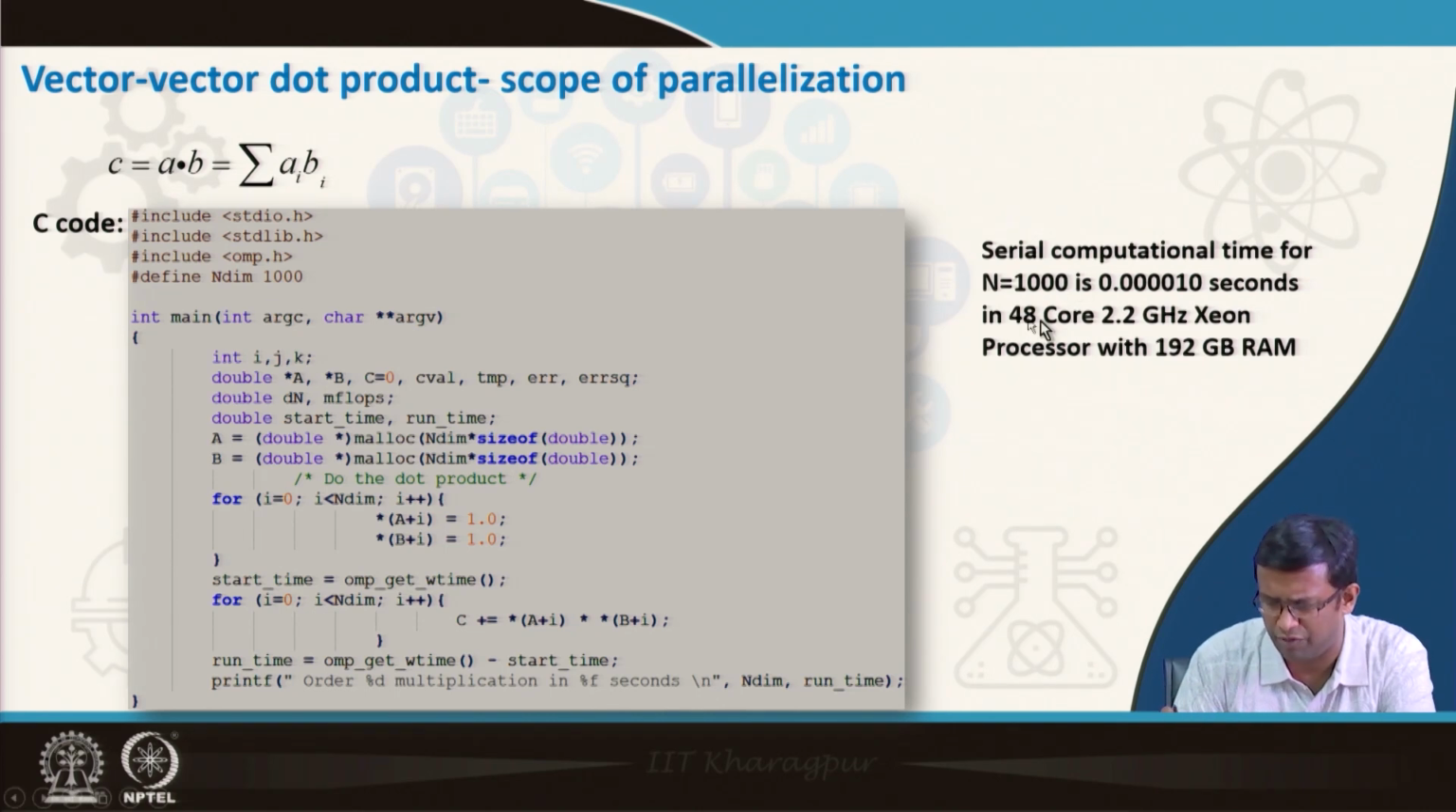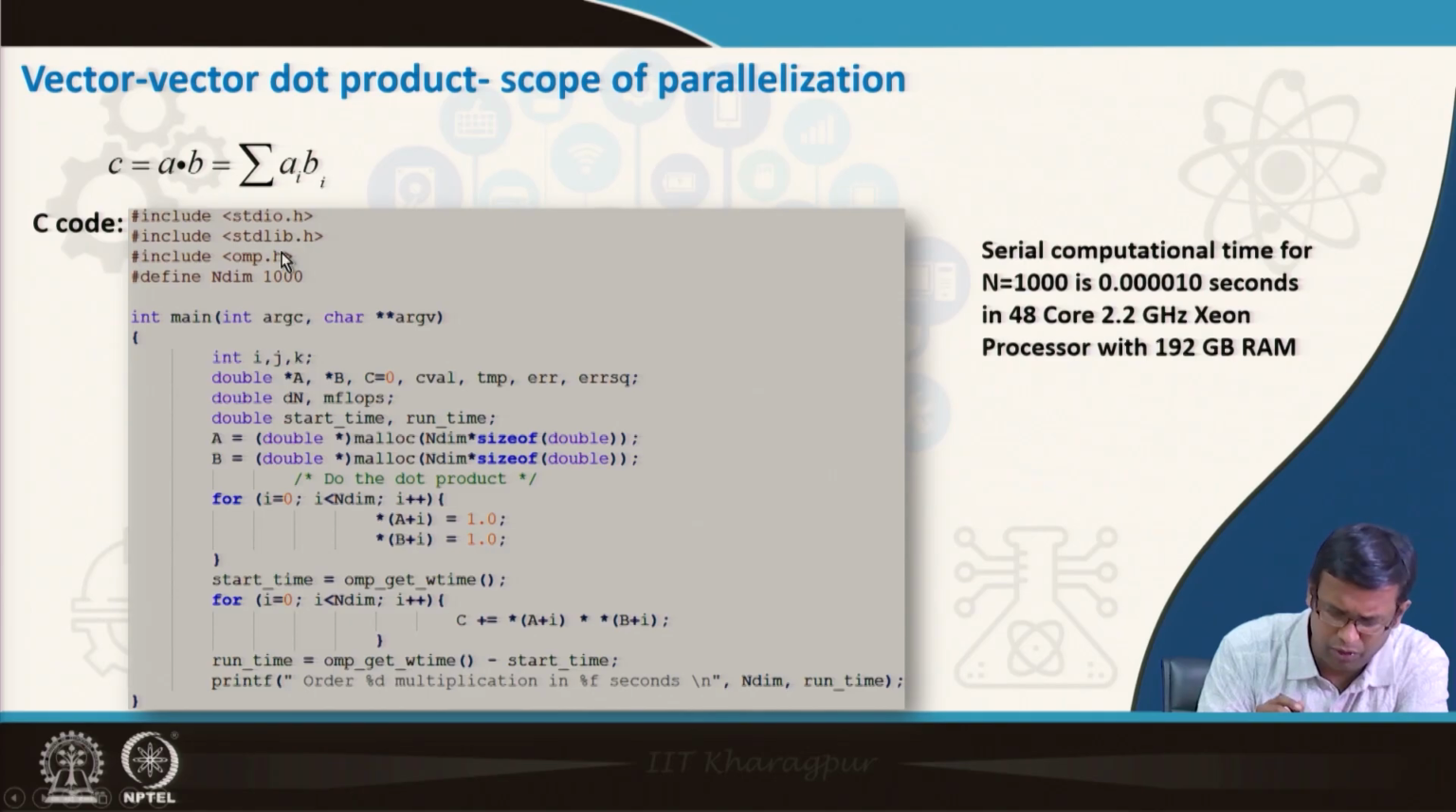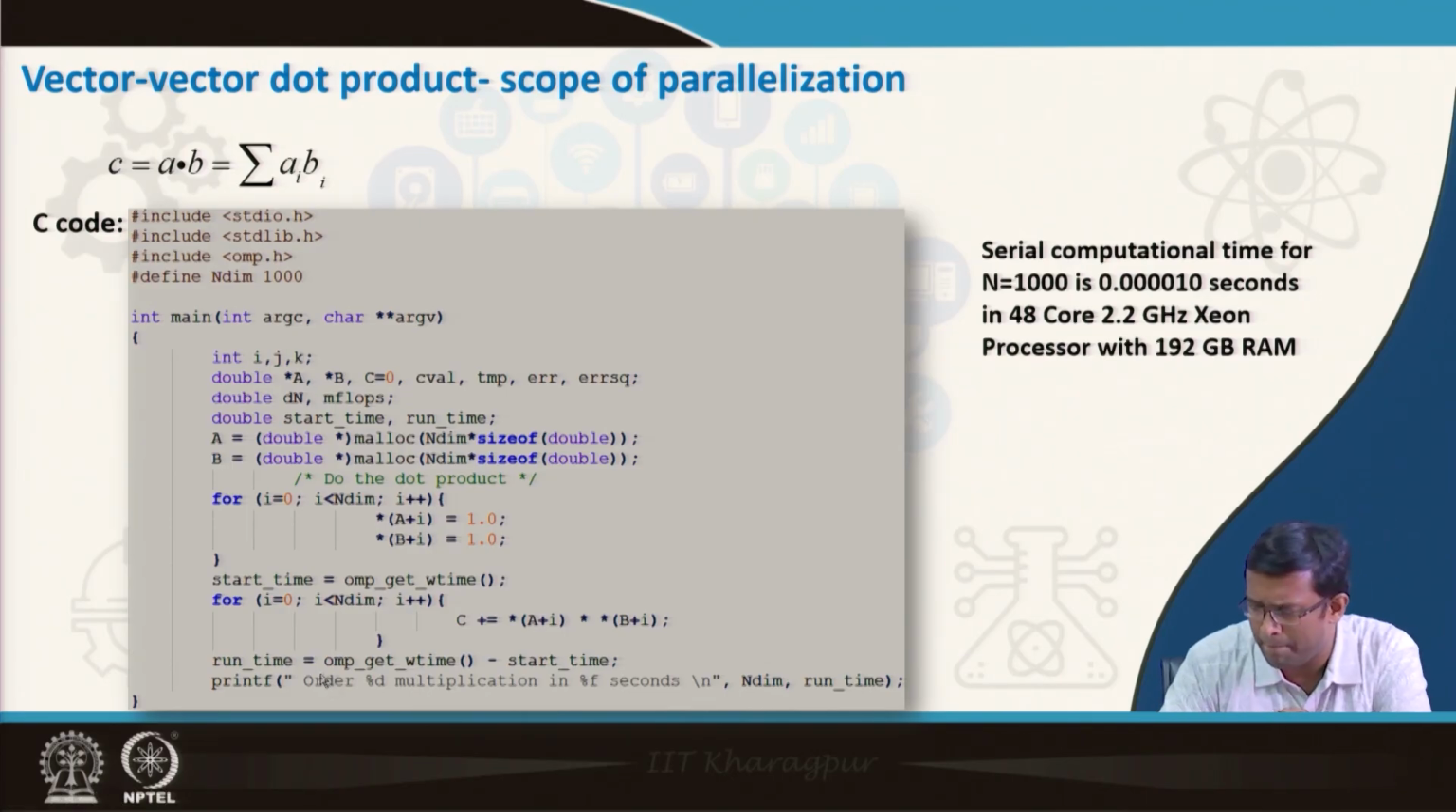So, you are not using 48 cores, we are only using 1 core when we execute this program, because this is not an OpenMP program. I have added omp.h only for finding out the time. We are using OpenMP functions, but it is not an OpenMP program. We are neither using 192 gig RAM because it is a very small program.